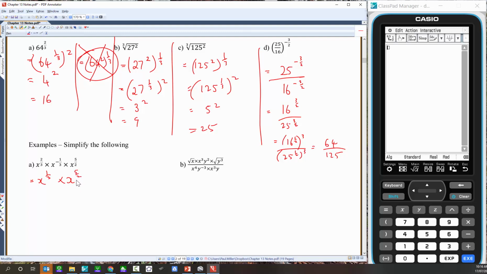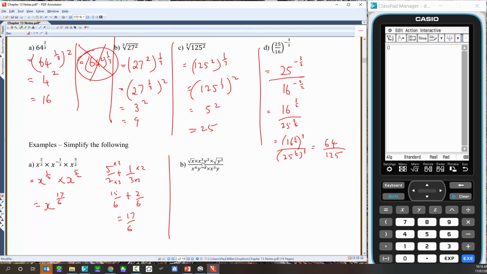So what I've got to do is stick a third onto 5 on 2. Can't quite do that in my head, so I'm just going to go 5 on 2 plus 1/3 times 3 times 2 times 2 times 3. 15 on 6 plus 2 on 6 is 17 on 6. X to the 17 on 6. That's the best we can do with that one.